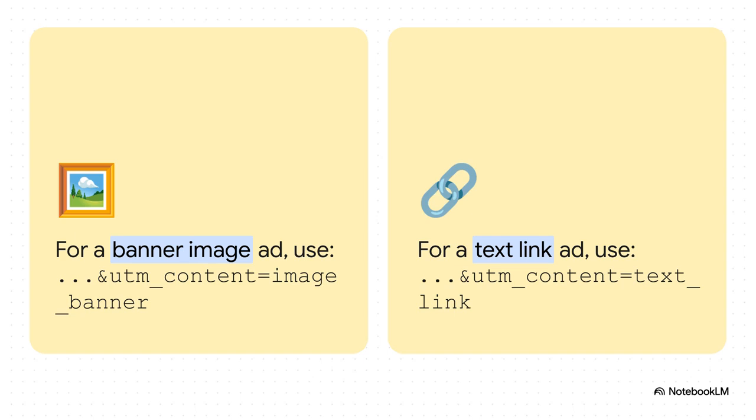It's so cool. For your image ad, you just add &utm_content=image_banner to the end of that long URL we made. And for the text link ad, you add &utm_content=text_link, just like that. Now, when you look in your analytics, you can see with total clarity which ad creative is actually getting you more clicks and more conversions.